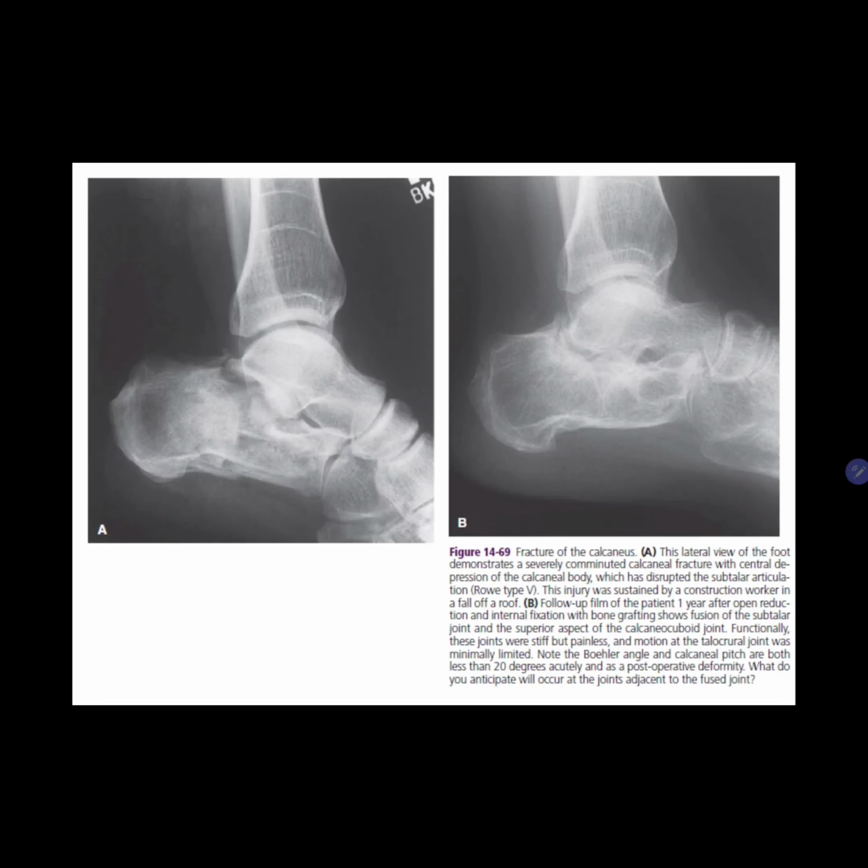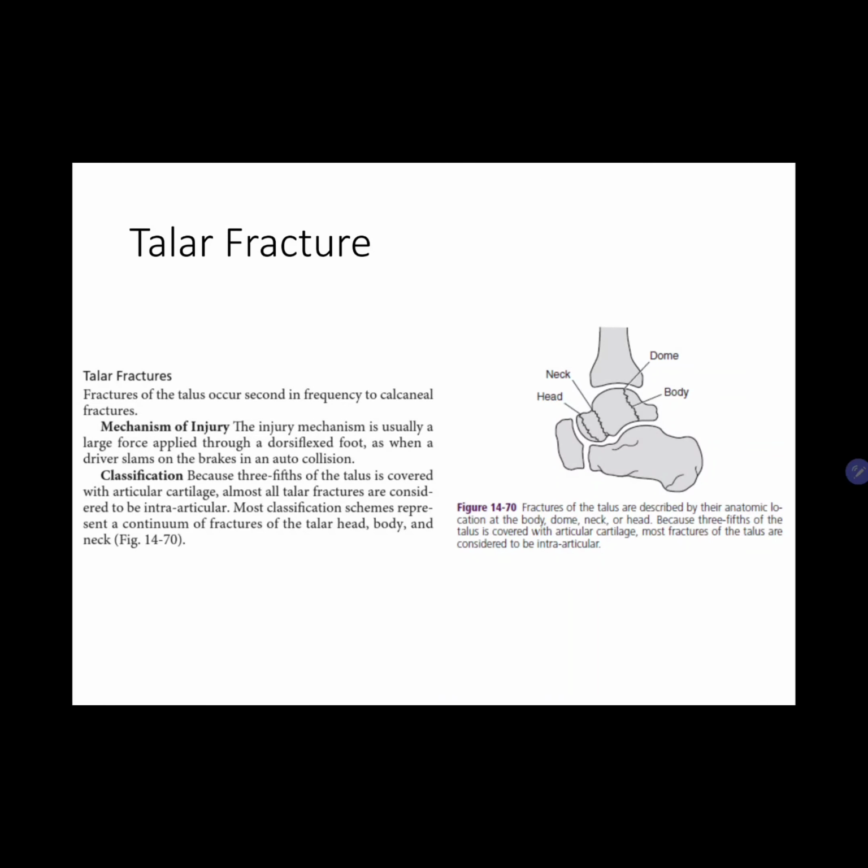Next up would be the talar fractures. Fractures of the talus occur second in frequency to calcaneal fractures, and the mechanism of injury is a large force that is applied through a dorsiflexed foot. For example, when the driver slams on the brakes in an auto collision or an MVA. For the classifications, once again, a talar fracture involving articular cartilage is considered to be intra-articular, and the most common sites would be the head, the body, and the neck.